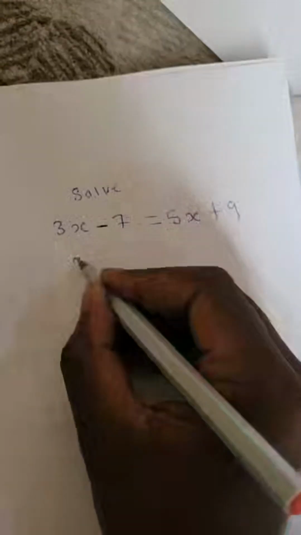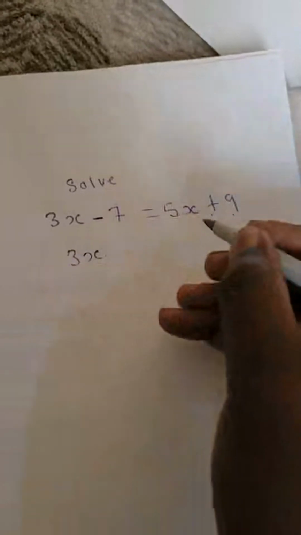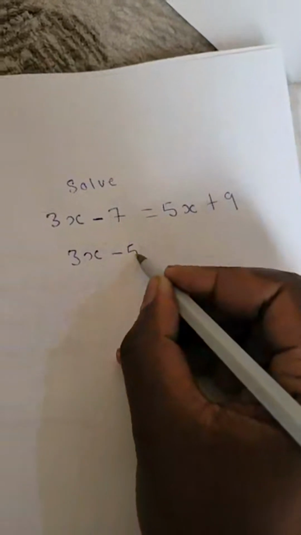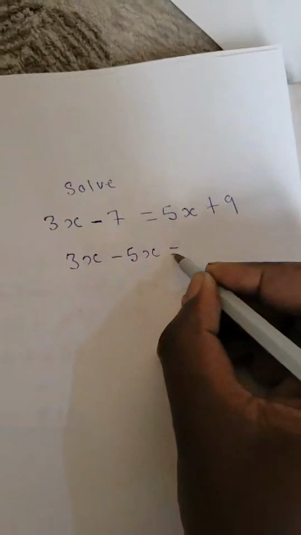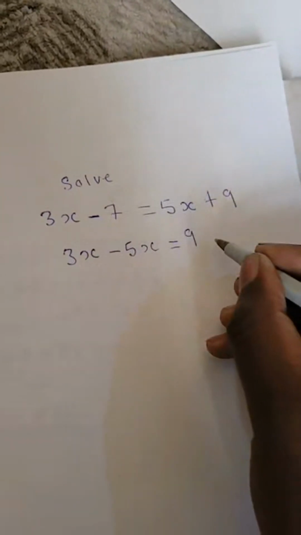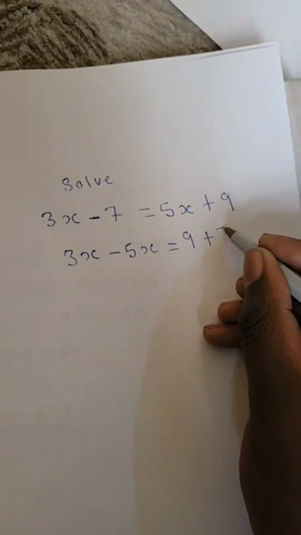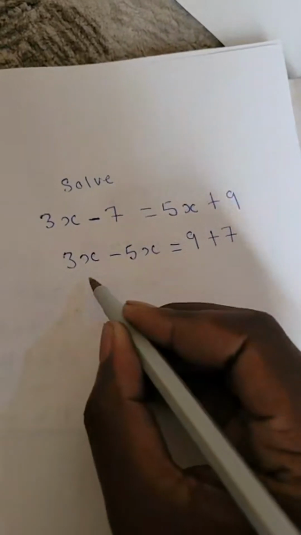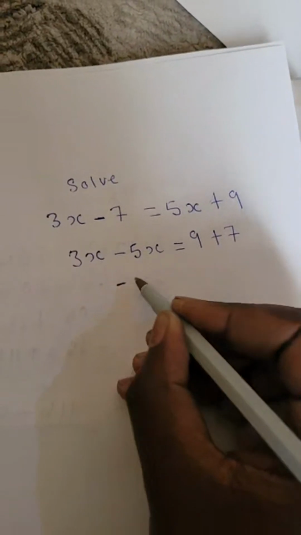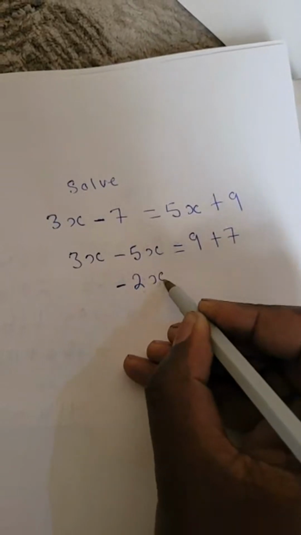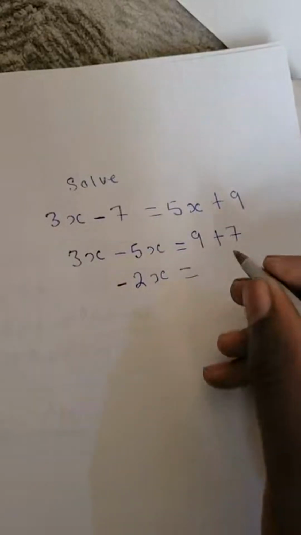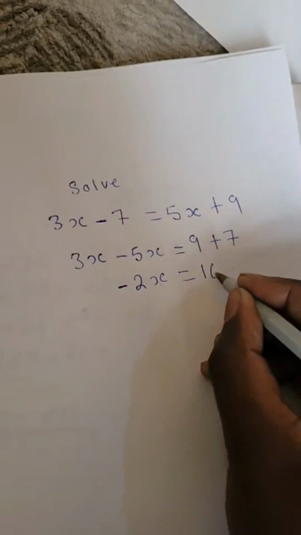Okay, so it's 3x. Let's take positive 5x to this side. It becomes negative 5x is equals to 9. Then let's take negative 7 to this side. It becomes positive 7. So 3x minus 5x, we get minus 2x. Then is equals to 9 plus 7, you get positive 16.